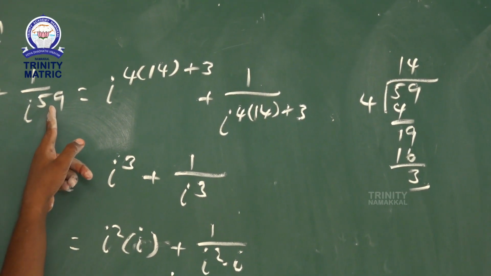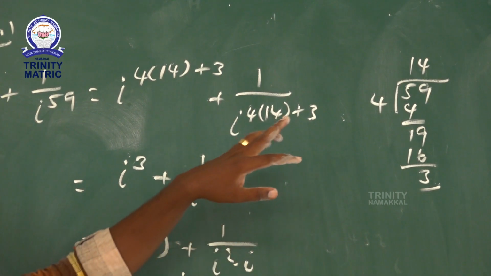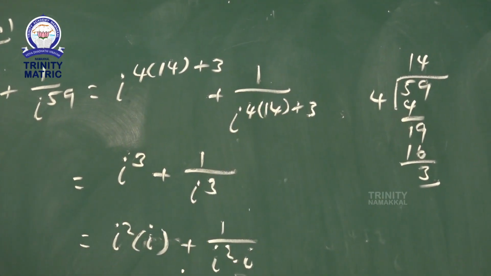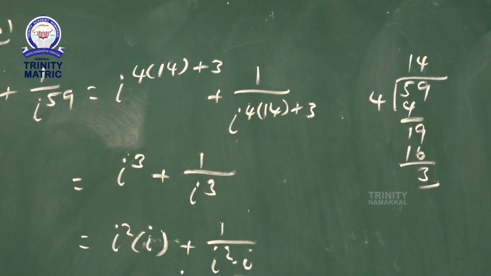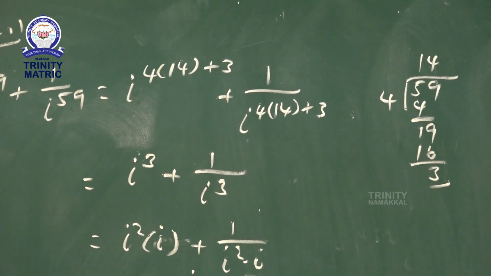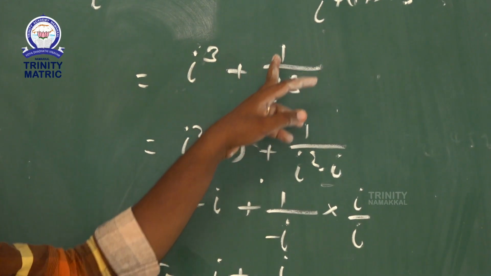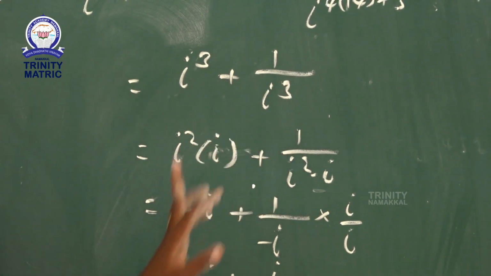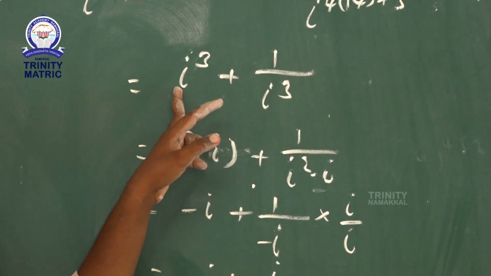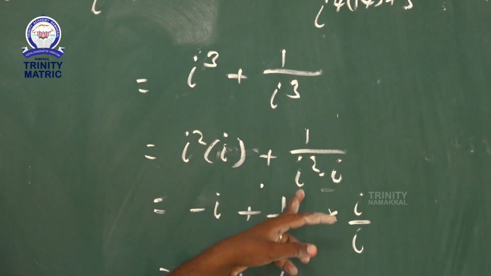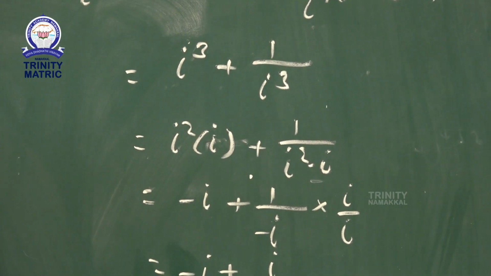Here also i power 59, but the denominator term. So same denominator, 1 by i power 4 into 14 plus 3. Here i power 4 into 14 is always 1, plus 3 is the remainder. So i cubed is the remainder term, plus 1 by i cubed is also the same term. Next, i cubed changes to two terms: i squared into i, plus here also 1 by i squared into i. This is also the i cubed term.